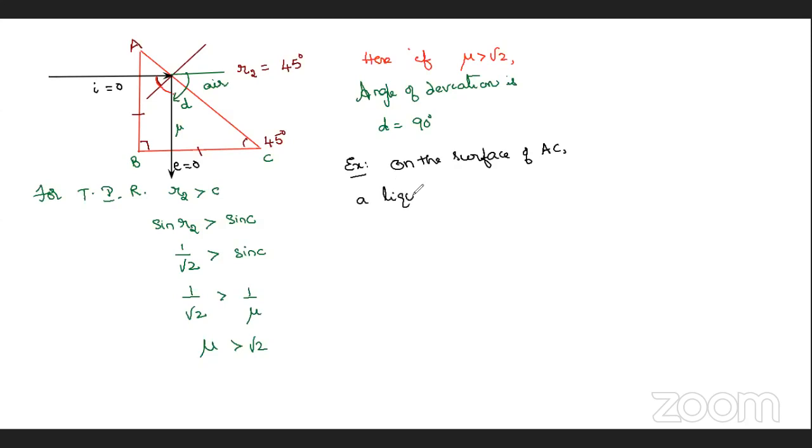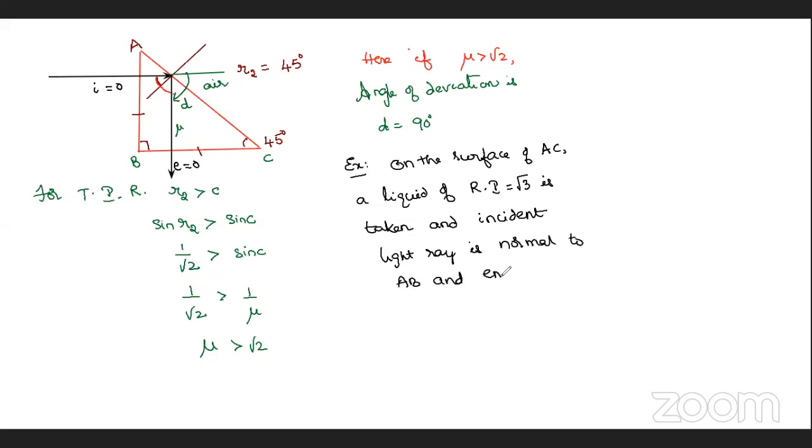A liquid of refractive index, say, root 3 is taken, and the incident light ray is normal to AB, and the emergent light ray is normal to BC.